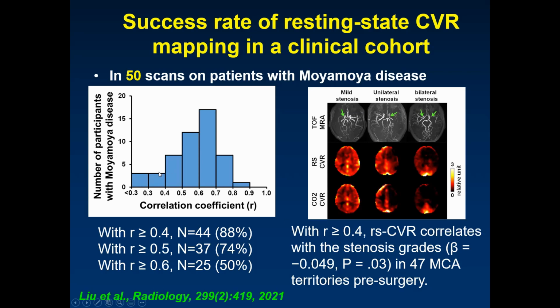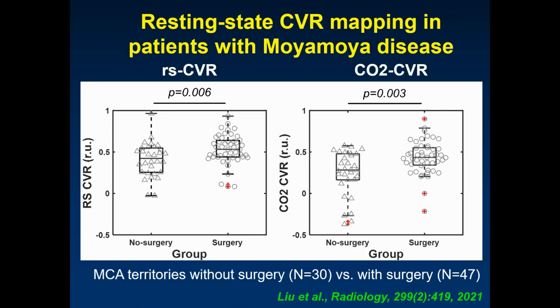We found that when we set a threshold of R larger than 0.4 and ignored the patients who had R less than 0.4, the relative CVR values obtained from the MCA territory are significantly correlated with the stenosis grade in these MCA territories.